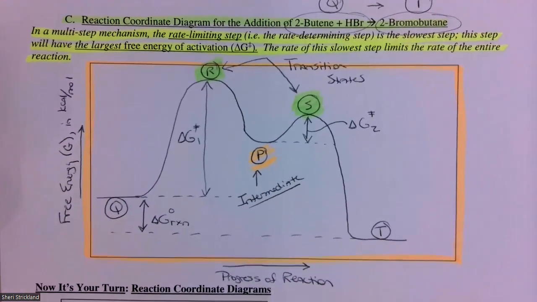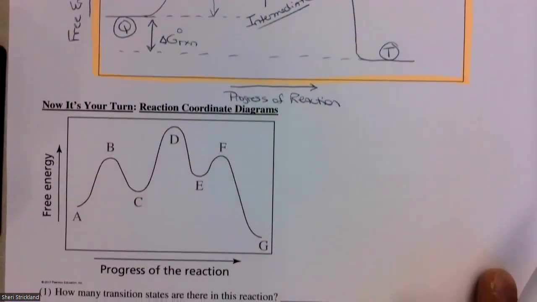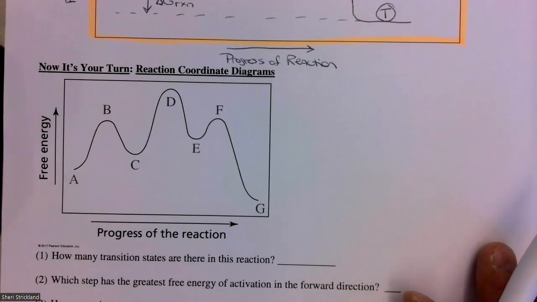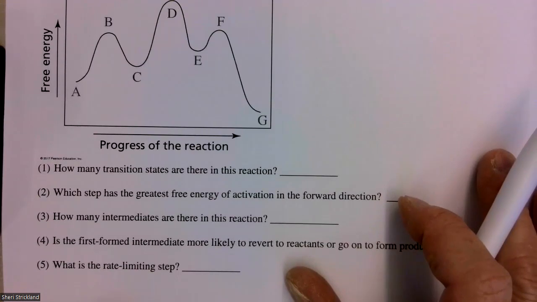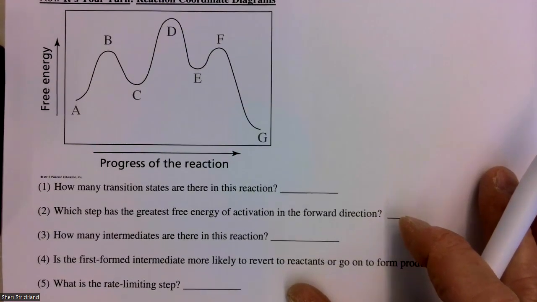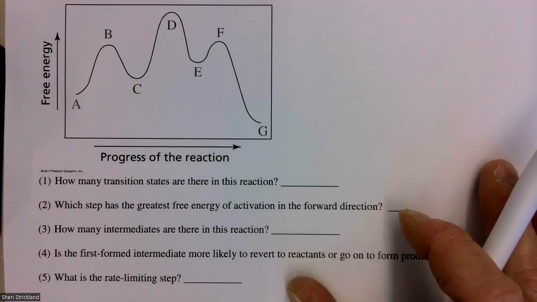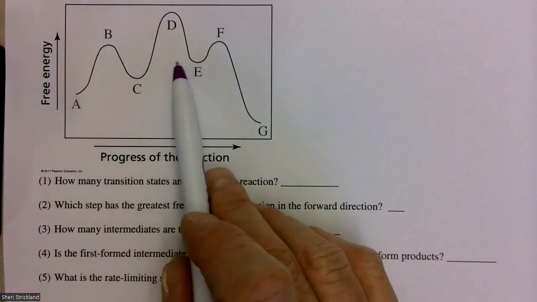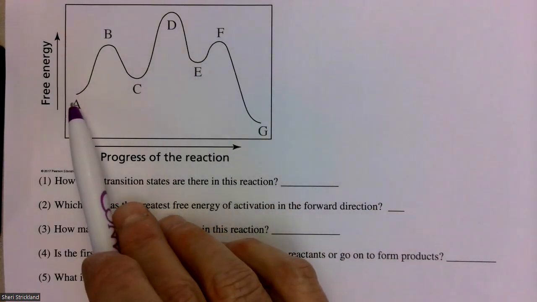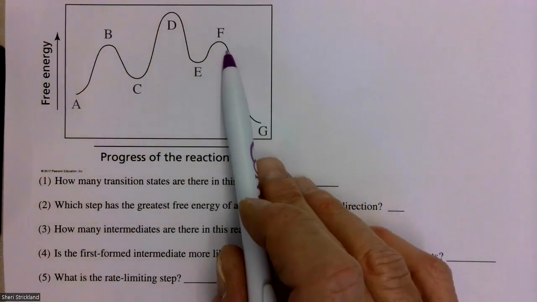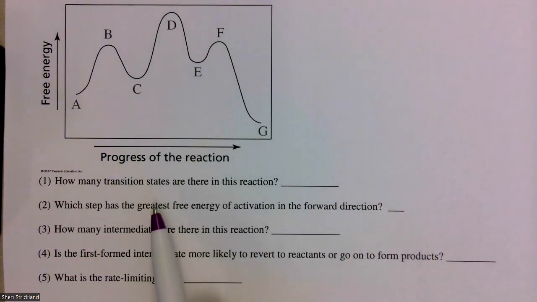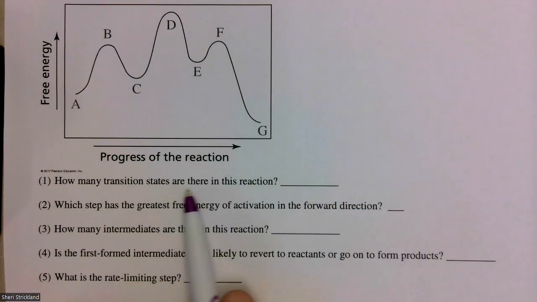All right, so I want you to assess one for me. Here's a different one. Take a look at this free energy diagram and the questions that come with it. So this is a 3-step mechanism. I know it's 3 steps because it's got 3 energy maxima. Okay, so I want you to pause the video and answer these questions. How many transition states do you see? And then tell me the letters that represent them.